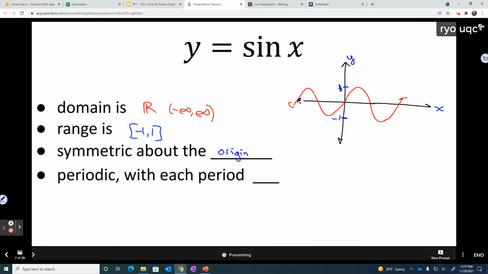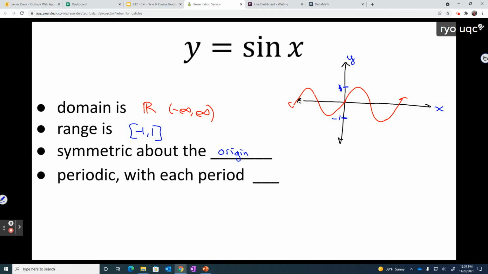All right. Next thing. We said that the sine function is periodic. Periodic just means it repeats itself over and over again. And how long is each period? 2π. So one period would be up to 1, down to -1, and back up to 0. Again, each period is 2π.